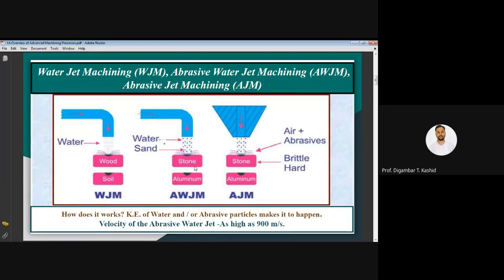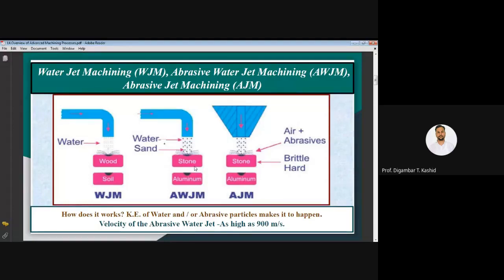Okay, here again the question arises: how is this jet of water mixed with a few sand particles able to remove material from that workpiece, which is as hard as stone, harder than the water? Because it is not possible to remove material from stone using water alone, since stone is harder than the water. But this phenomenon is also destructive. Still, it is possible using some solution, and that solution is our advanced machining process.